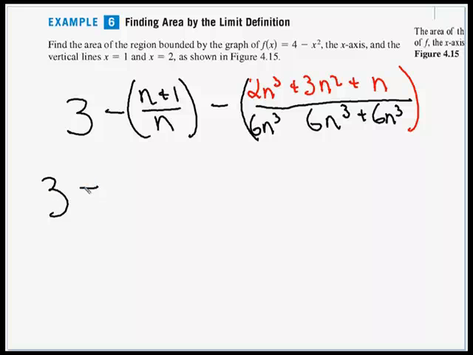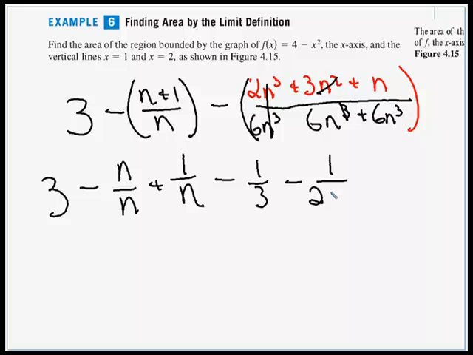So we're going to have our 3 minus, let's break this up into some chunks. We're going to have n divided by n plus 1 divided by n, minus, here we're going to have 2 divided by 6 is a third, and the n squareds cancel. We can distribute the negative, and then the 3/6 will reduce down to a half. The n squared will wipe out 2 of these, so we're left with an n. Distribute the negative again, and we're going to be left with 1/6. The n up top wipes out one of these over n squared. And remember, we're looking at this as a limit as n goes to infinity.